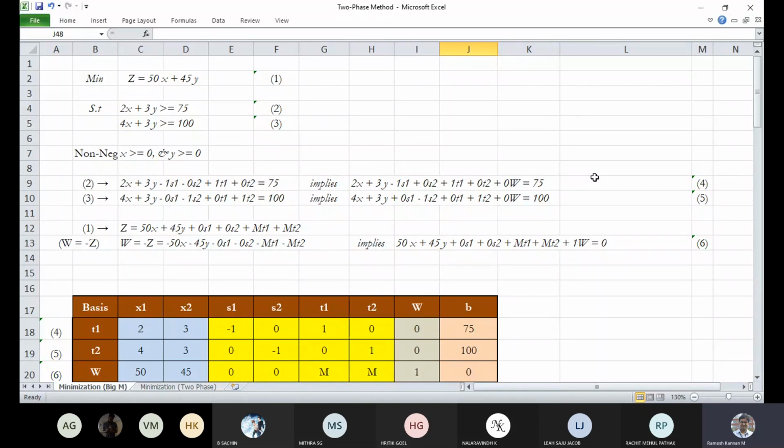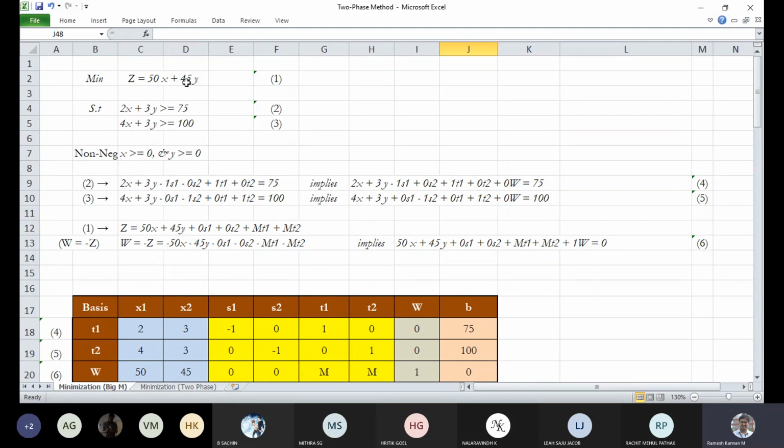Two-phase method. Before we get into what the two-phase method is, let us recall our understanding of the big M method. This is a standard linear programming minimization problem, in which the objective function is minimization of z equals 50x plus 45y, subject to the constraints 2x plus 3y greater than or equal to 75, and 4x plus 3y greater than or equal to 100. Both are greater than or equal to inequalities, which corroborates the standard minimization criterion.